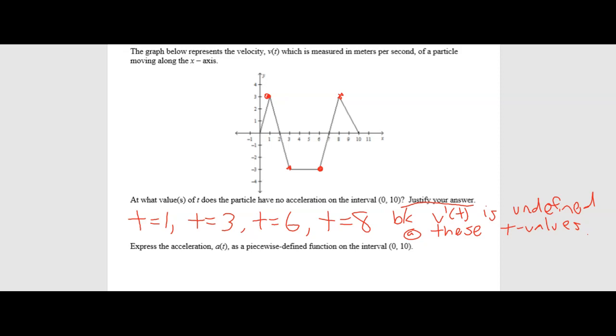All right, second question. It says express the acceleration function, a of t, as a piecewise defined function over the interval 0 to 10. So they are asking us to write out the algebraic form of what the acceleration function would look like. I would encourage you to pause the video, attempt this on your own. My hint is that we are able to write functions for lines, right? The v of t function is made up of different segments, so we should be able to figure out what the acceleration function is based off of what we see in this graph.